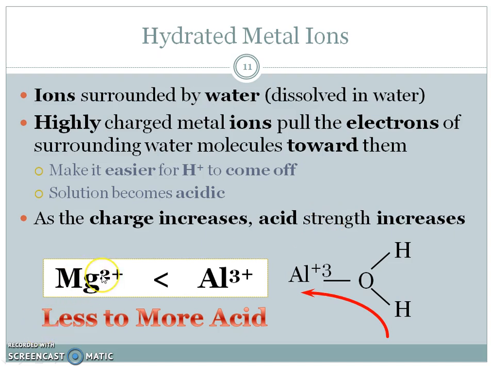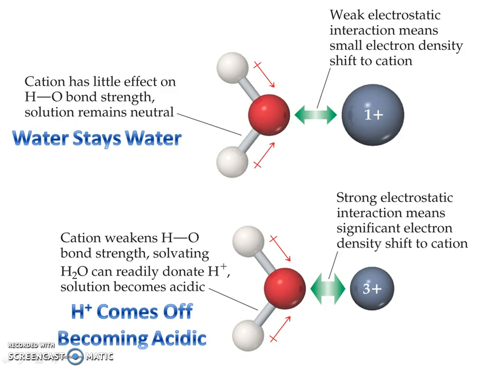So Mg2+ is going to be less acidic than Al3+ because Al3+ has more power to take away the H+ ions, making it more acidic. So here we have a cation, which is +1, and it is very, very weak, so that means that water is going to stay water more. There's not too much attraction here.